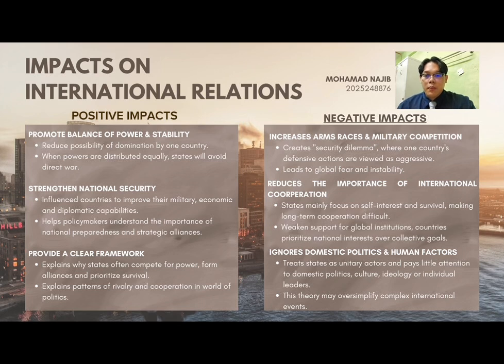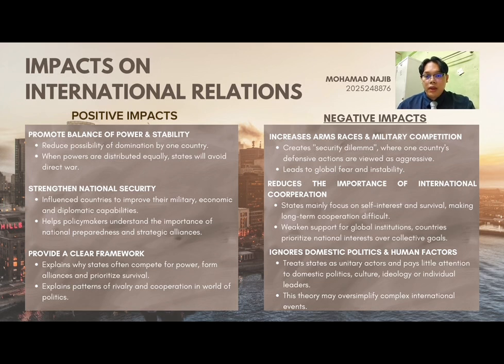The second negative impact is it reduces the importance of international cooperation. Neorealism is often criticized for underestimating the role of international organizations, diplomacy, and corporations. The theory assumes that states mainly focus on self-interest and survival, making long-term cooperation difficult. This perspective can weaken support for global institutions because countries may prioritize national interests over collective goals. Critics argue that neorealism ignores how diplomacy and international law can promote peace and cooperation.